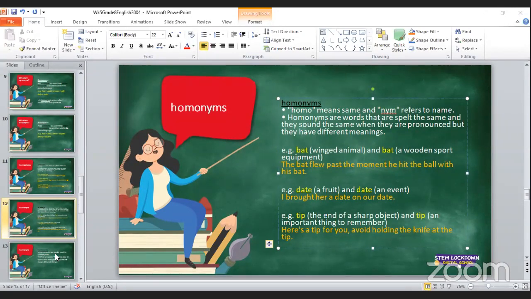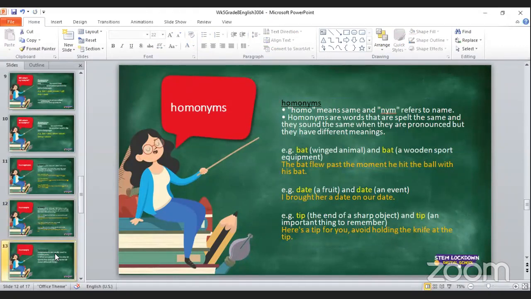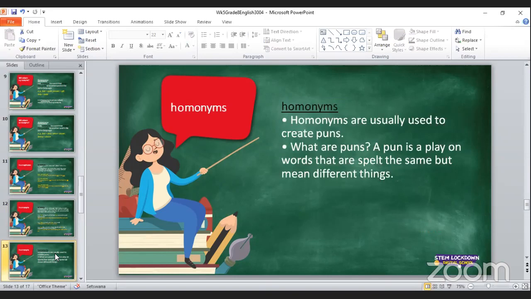Another thing about homonyms, if you are a person who watches comedy, or if you are a funny person yourself, you realize that most of your jokes really have to do with homonyms. Why? Because homonyms are usually used to create puns, right? If you're asking what a pun is, it's a play on words that are spelled the same but mean different things. So what are those words? Words which are spelled the same but mean different things.